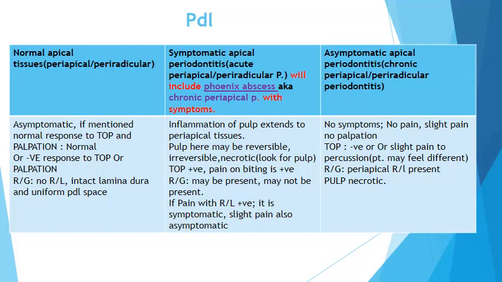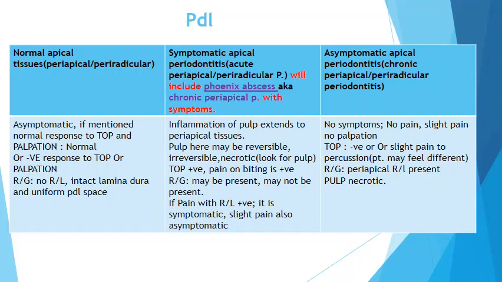Okay, next moving on to asymptomatic apical periodontitis. There are no symptoms, no pain, slight pain, no palpation. When we do the percussion test, it will be negative or slight pain to percussion. The patient may say that he feels different. Like the patient will not say that I have pain, or the patient may say that he feels different, she may feel different. When you see radiograph, periapical radiolucency is present and the pulp is necrotic.